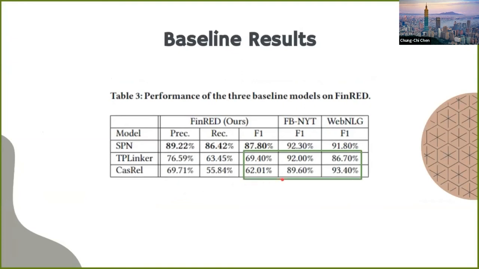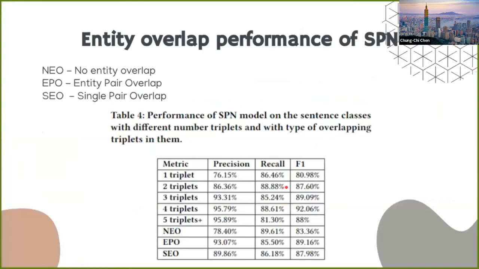For TP-Linker and CatFrev, we observe a drop of approximately 25-30% respectively. We also showcase the entity overlap performance of SPN in particular. And we can observe that the performance improves with the number of triplets in terms of precision, as well as F1 score. We also report the performance on sentence classes with the type of overlapping triplets in them.